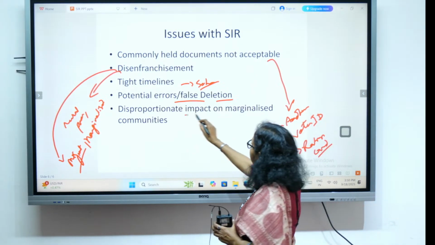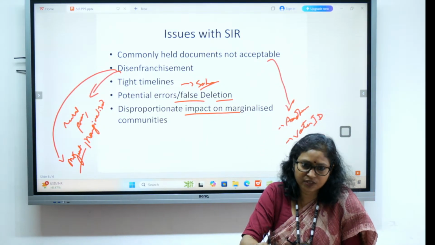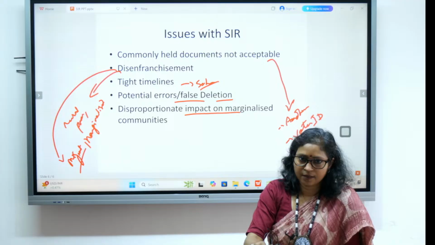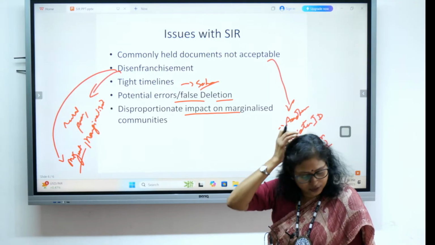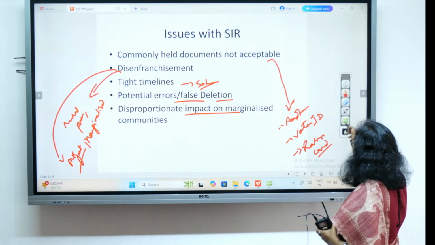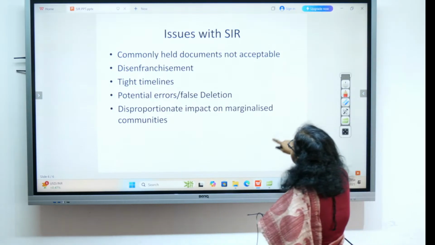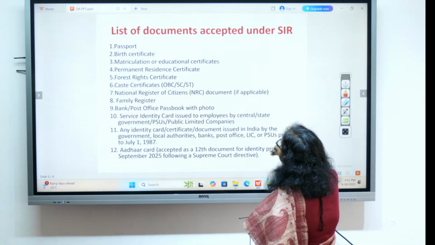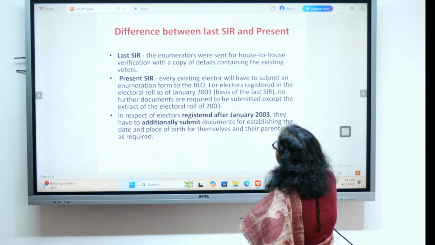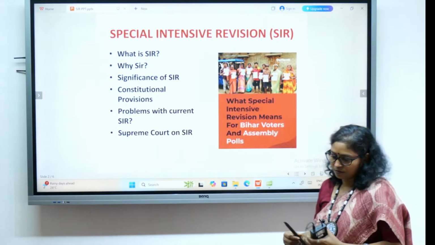And who will get most impacted? Disproportionately, it will impact the marginalized community, the migrants and rural people. So with this, I hope you got the clarity on what the issues are, what SIR is. Yes, so we have discussed all the points.